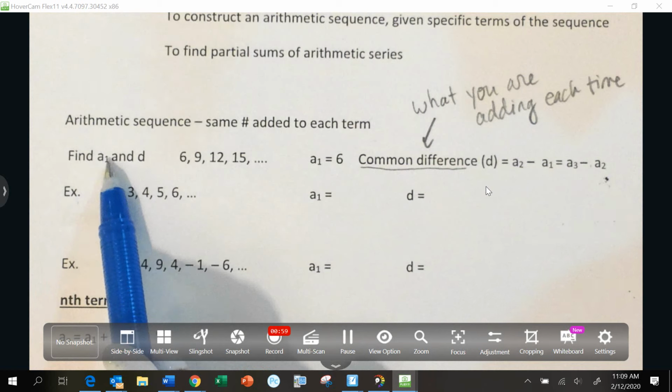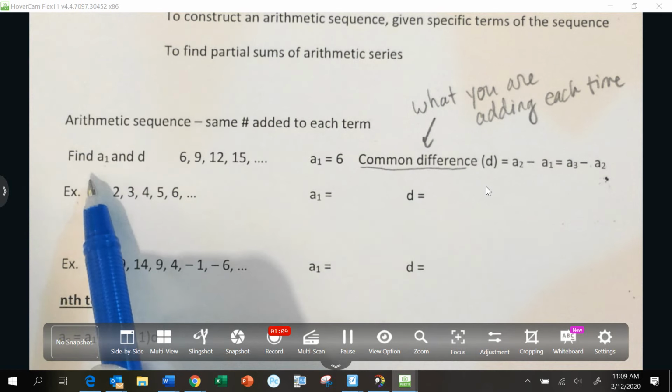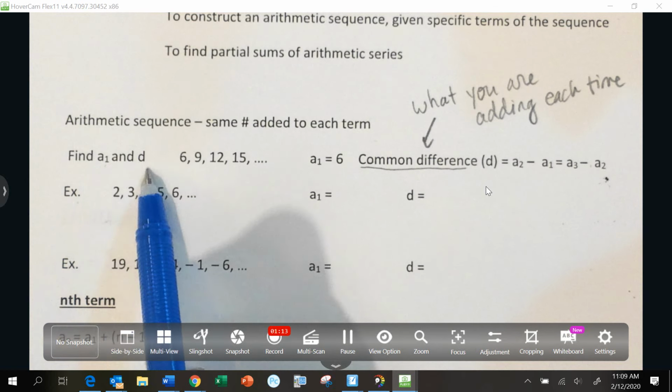What's a sub 1? It says find a sub 1. What's a sub 1? I can't hear you. I don't mean the answer is a sub 1. The first term. So this says find the first term and find d.